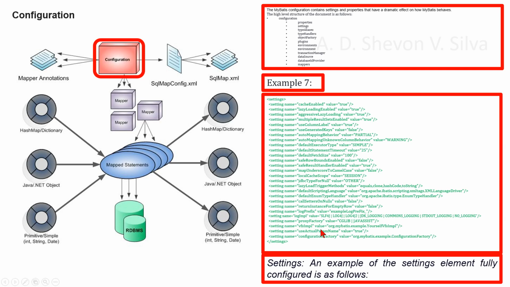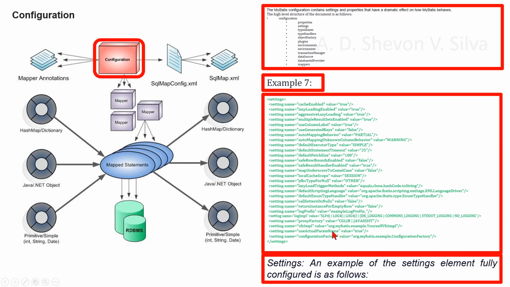Valid values are fully qualified class names of the custom VFS implementation separated by commas. Default is not set. Use actual param name: allow referencing statement parameters by their actual names declared in the method signature. To use this feature, your project must be compiled with Java 8 with the -parameters option, since 3.4.1.